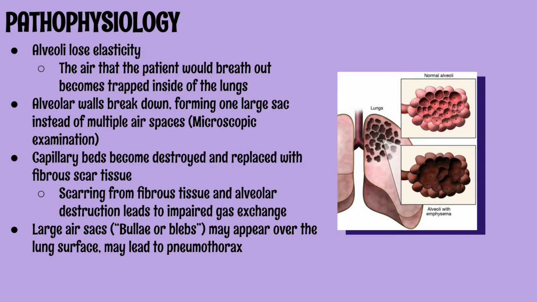Large air sacs may appear over the lung surface. These large air sacs are called bullae or blebs and can sometimes rupture. This would allow air to enter the thorax when the patient breathes, causing something we know as pneumothorax.